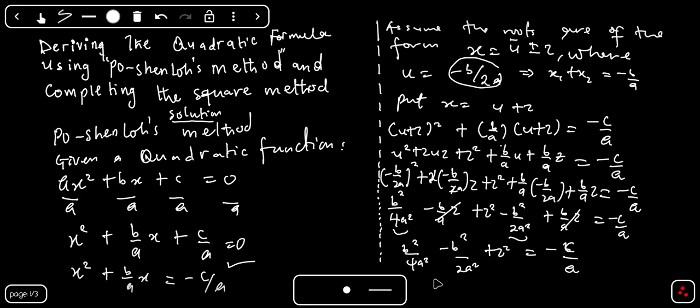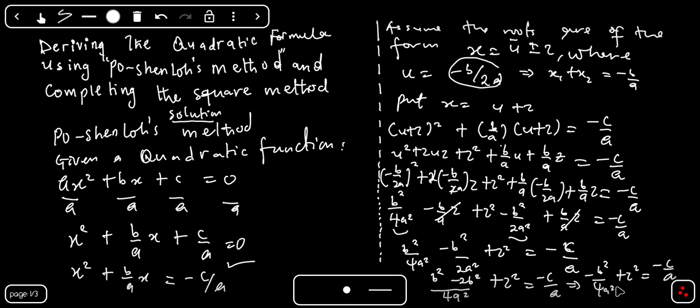The LCM here is 4a squared. So you have over 4a squared here. Then 4a squared divided by 4a squared is 1, so that will be b squared, then minus 2b squared, plus z squared is equal to minus c over a. Now, b squared minus 2b squared will give us minus b squared. So we are going to have minus b squared over 4a squared plus z squared is equal to minus c over a.